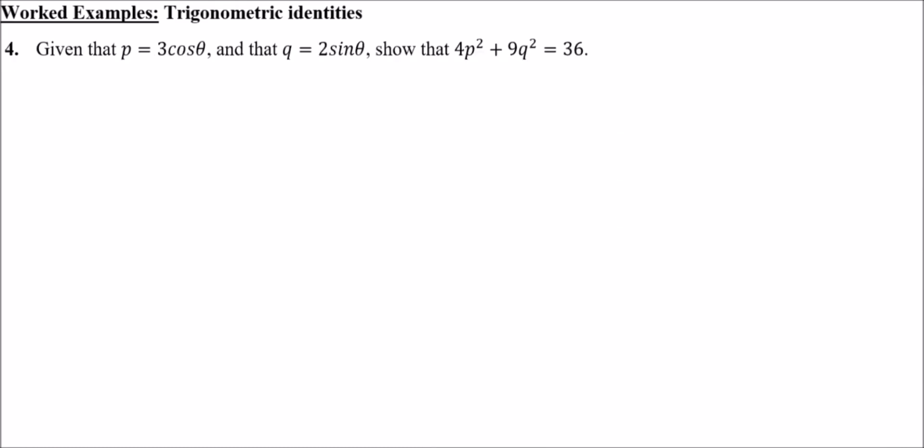Finally, question 4. Given that P is defined as 3 cos theta and Q is defined as 2 sin theta, we need to show that 4P squared plus 9Q squared equals 36. So let's just take the left-hand side and see if we can manipulate it to be 36.